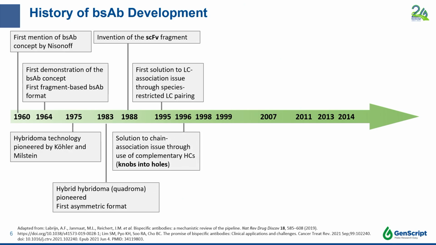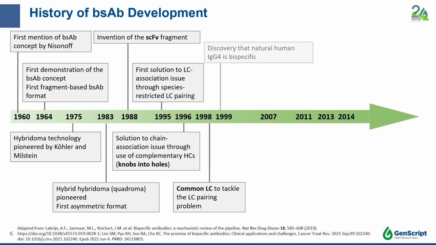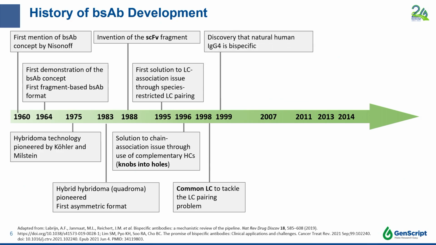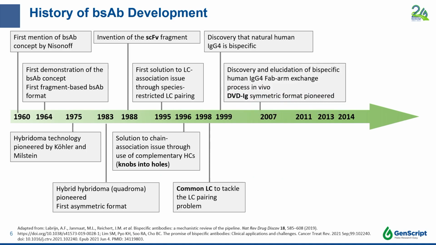In 1996, there was a solution to the chain association issue through the use of complementary heavy chains, which we know as knobs-into-holes. I'm going to talk about this in more detail later. Then in 1998, the common light chain was used to tackle the light chain pairing problem. In 1999, it was discovered that human IgG4 is actually a bispecific molecule, and in 2007, the mechanism was elucidated through the Fab-arm exchange process.